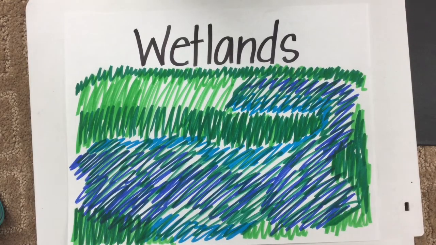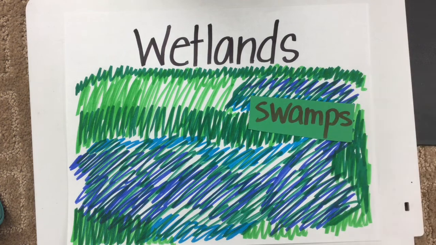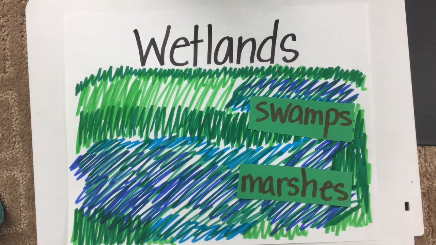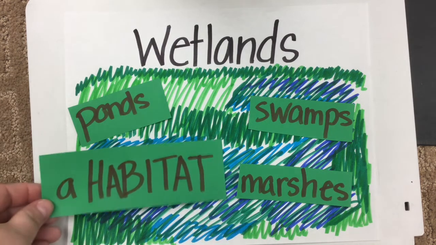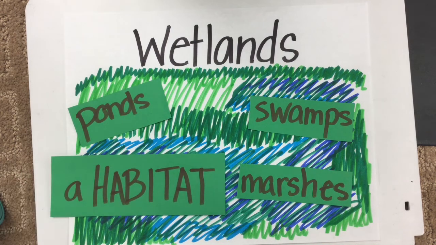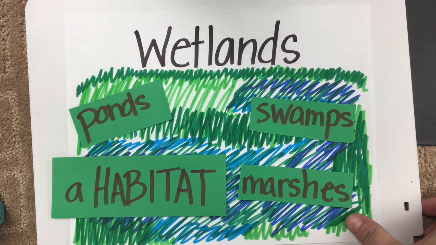The wetland habitat is made up of different kinds of wetlands depending on where it's located. It can include swamps, marshes, and ponds. The important thing to know is that a wetland is a habitat. We visited one of these habitats at Mitchell Lake.